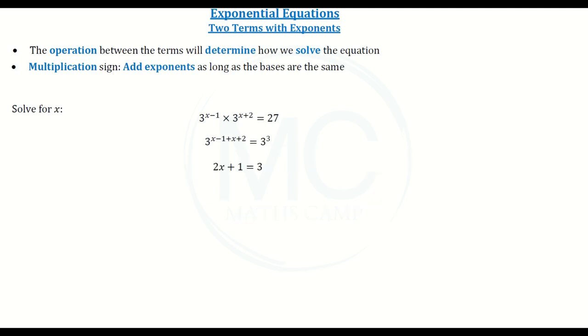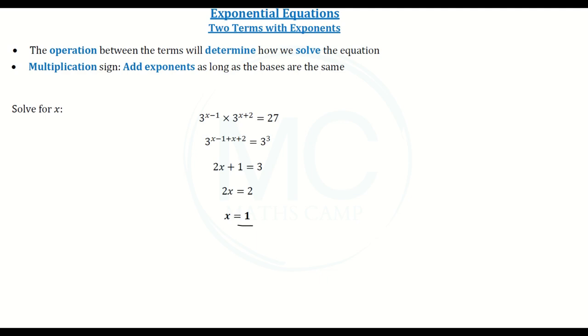Now we can solve for x. We have 2x over here, so let's leave it where it is. We're going to move 1 across. So we say 3 minus 1, which gives us 2. 2x divided by 2 gives us x, and 2 divided by 2 gives us 1. So this is our value of x.